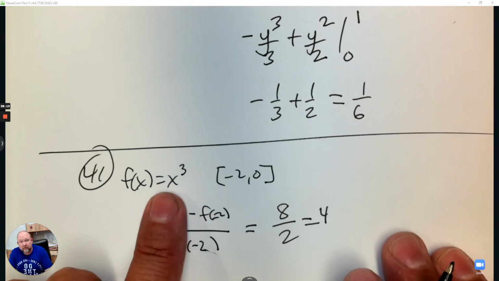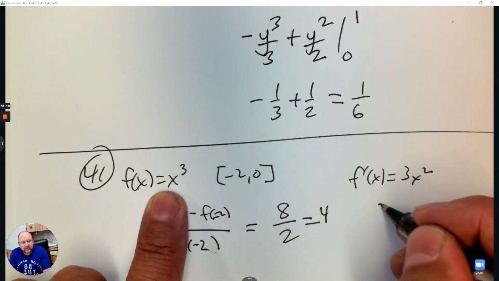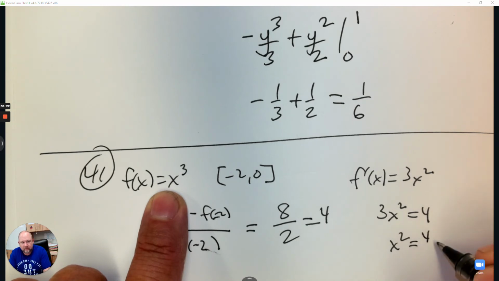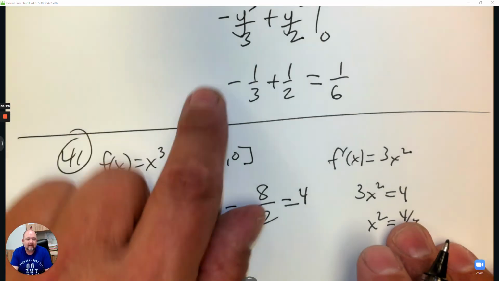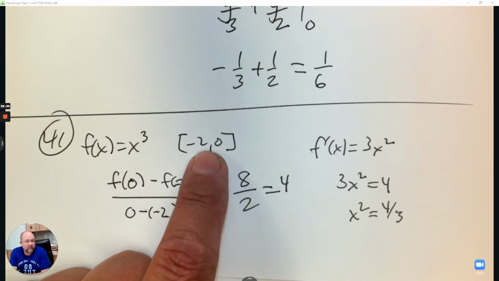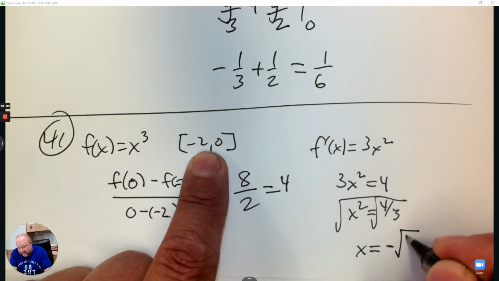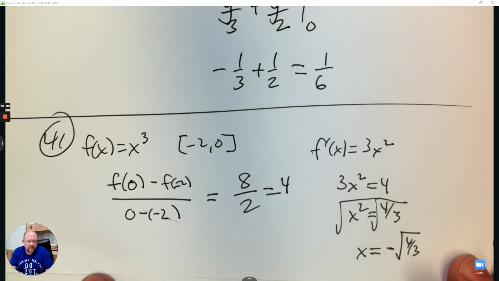And then when I take the derivative of this, it's 3x squared. And then take the derivative equal to 4. So x squared equals 4/3. When you square root, it's going to be the negative answer because of the domain restriction. So when you square root this, it could be positive or negative, but it's negative because negative root 4/3 is in the correct restriction. Done.